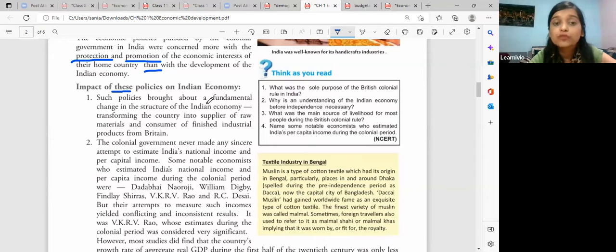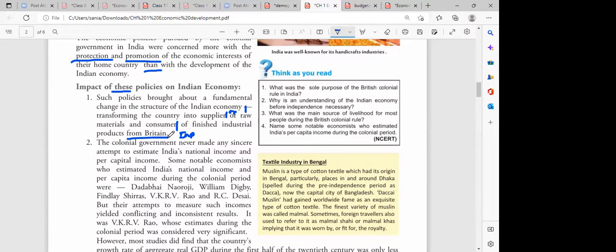Such policies brought fundamental change in the structure of the Indian economy. Then you will write: transforming the country into supplier of raw material. Supplier means, or you can write supplier slash exporter of raw material, and consumer slash importer of finished industrial product from Britain. Clear?